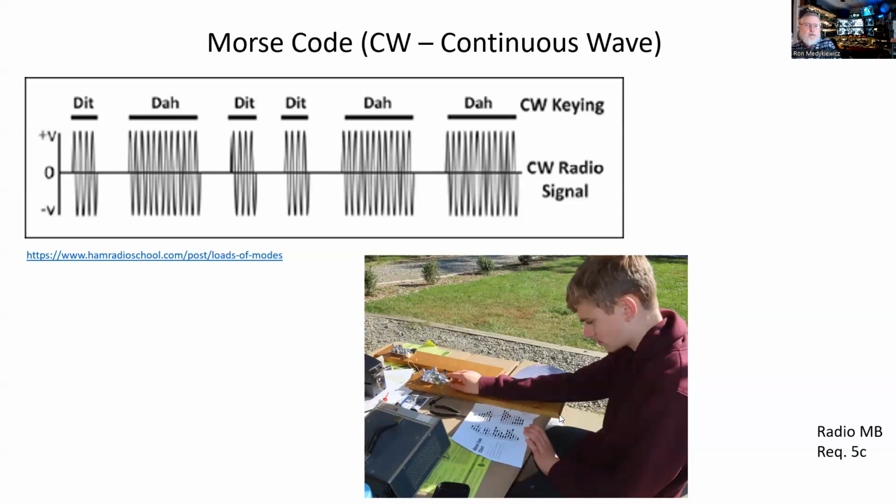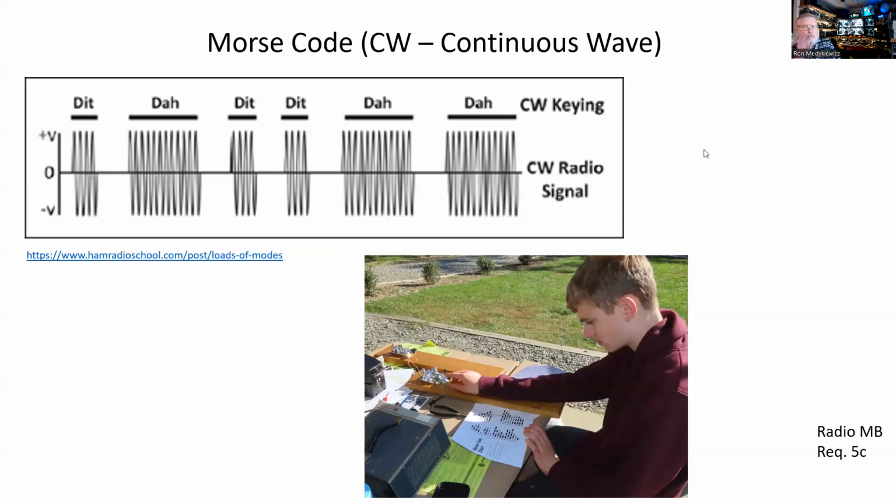This scout here is actually operating a Morse code key at JOTA back in October, right out in front of Horseshoe headquarters. He's actually sending individual letters, and I'm standing on the other side of the table, and I'm actually telling him the letters that he's sending.